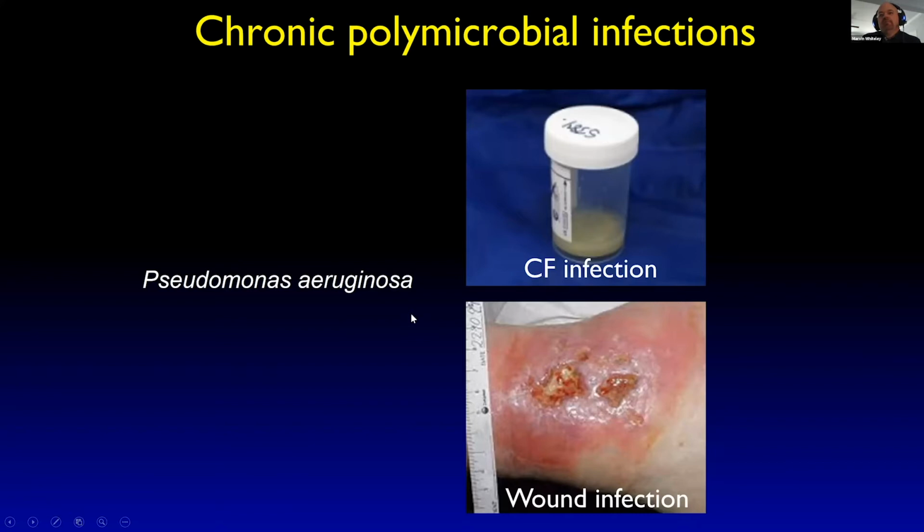And so the two environments that I'm really going to be talking about today are cystic fibrosis infection. This is actually a sputum sample you're looking at here. This is just naturally expectorated from an individual's lung. And then wound infections. This is a foot here, and then there's an infection here.